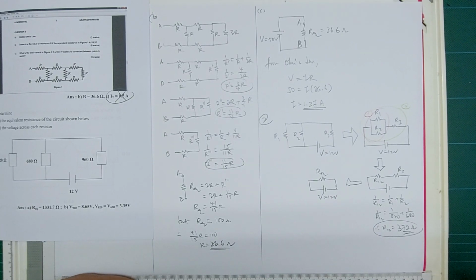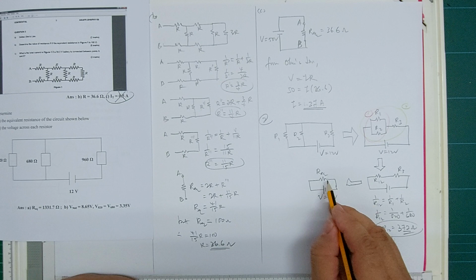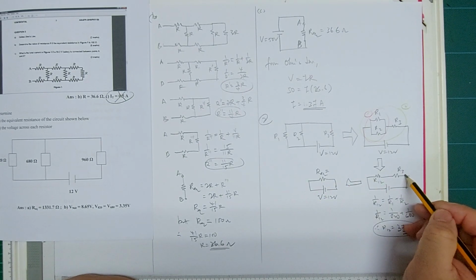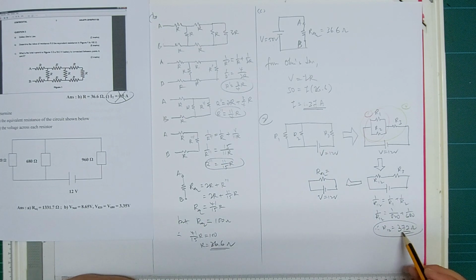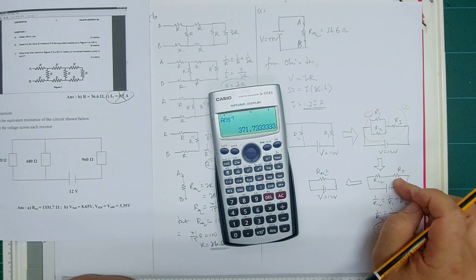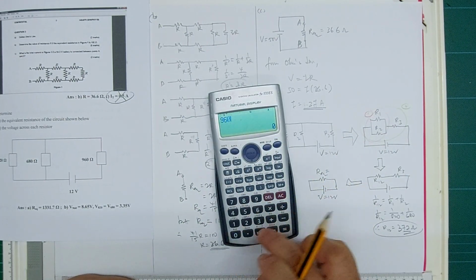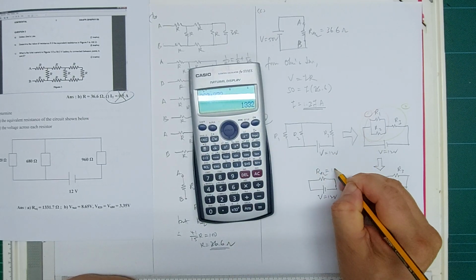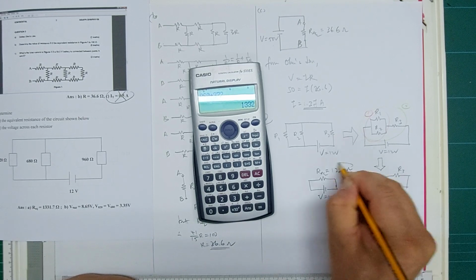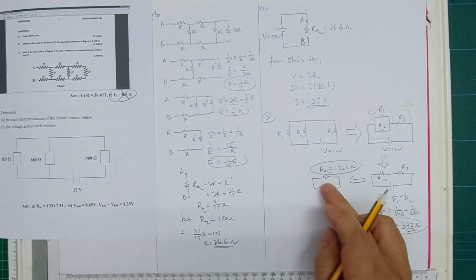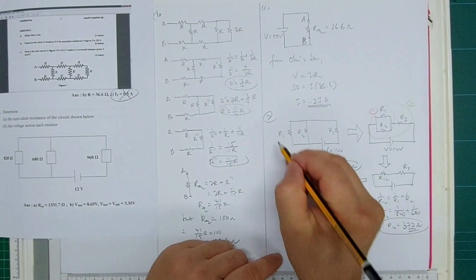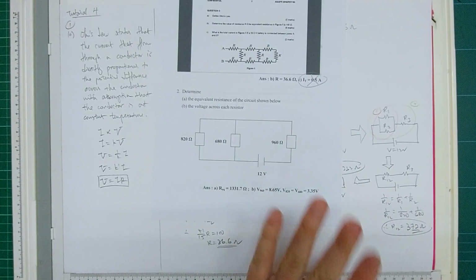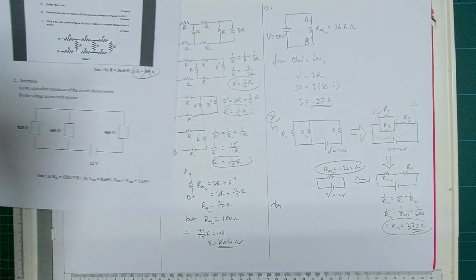Okay, so the equivalent resistance here, because they are in series, I think we can calculate straight away. R3 is 960, so 960 plus this one, 372, we get 1332 ohm. All right, so that is our final equivalent resistance. That is A. Okay, that is our A.